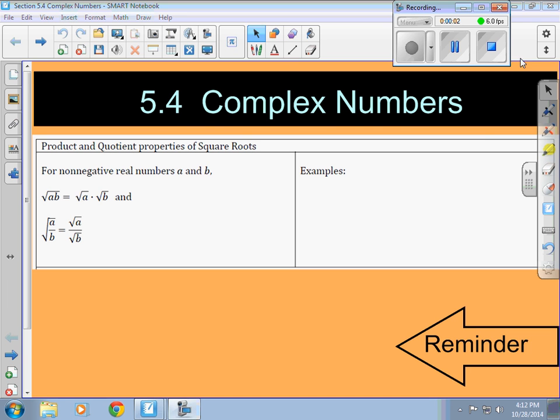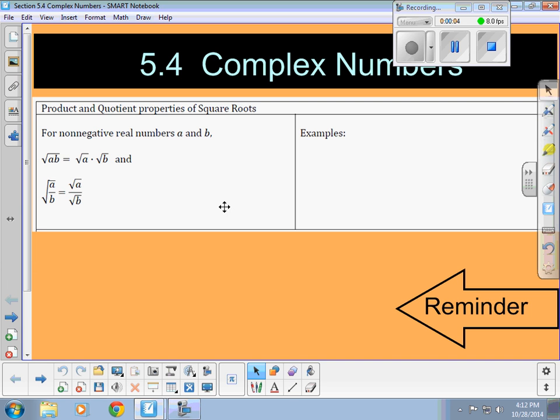Hello class. Today we're going to go ahead and look at section 4.5, complex numbers. We're going to spend 2 days on section 4.5. The first day we're going to look at the properties of square roots, and then the next day we're going to actually look at complex numbers.